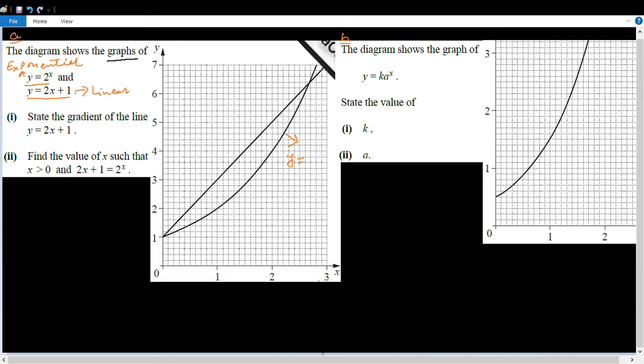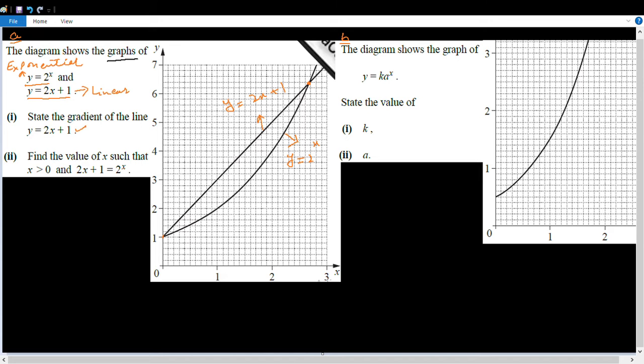So this is y is equal to 2^x, and this is the graph of the linear equation, that is y is equal to 2x plus 1. So two graphs are given, the graph of an exponential function and the graph of a linear equation. Both are intersecting at this point and at this point.